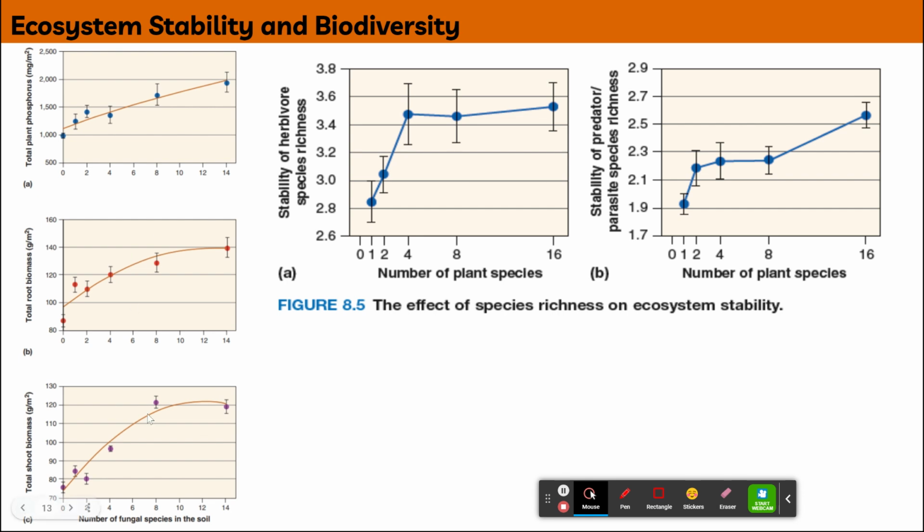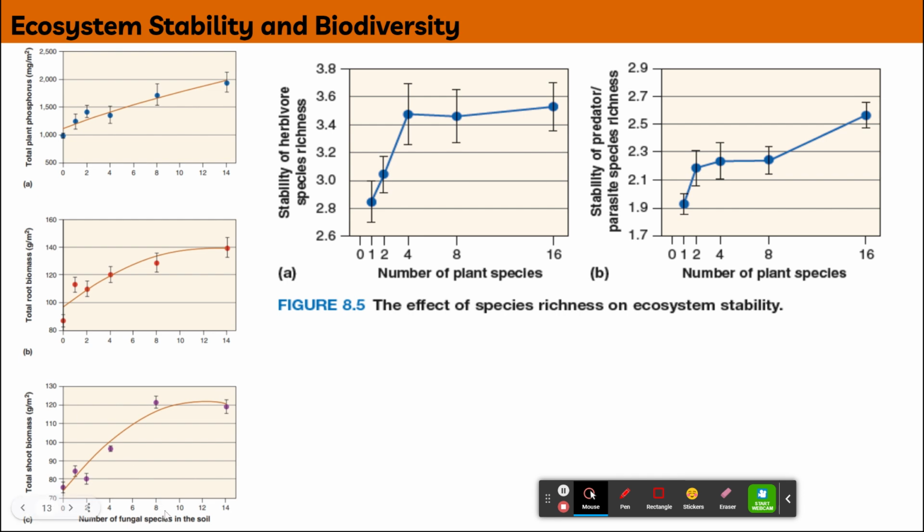So this graph on the left-hand side, the x-axis is the number of different fungal species in the soil, and the y-axis is measuring different things, such as the total shoot biomass, the total root biomass. So the roots is what's underground, the shoots is the plant above, as well as the total plant phosphorus. And again, phosphorus is a limiting nutrient. All life needs it in order to create and build our DNA.